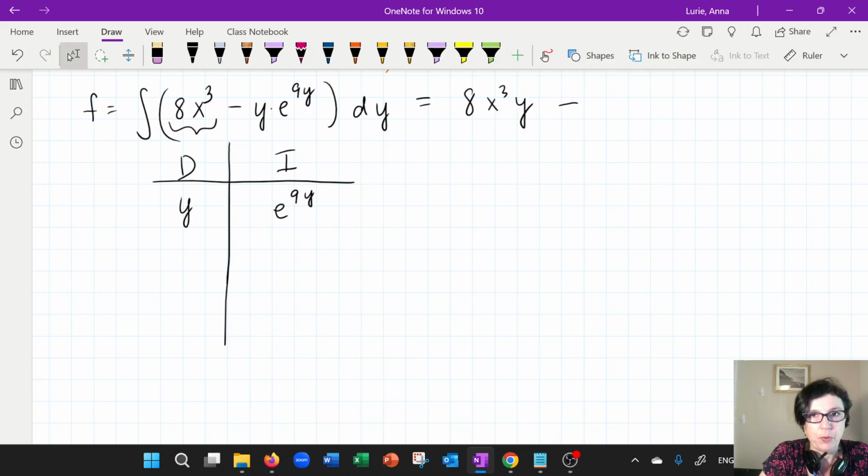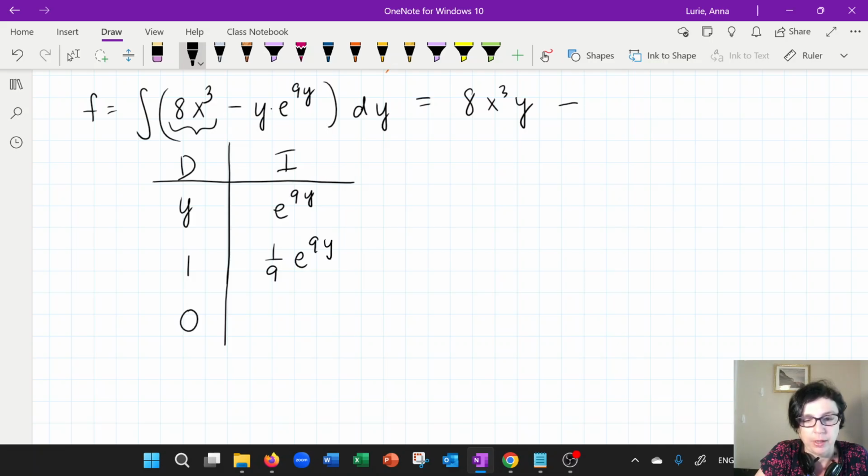Now, here's what we do. We're going to differentiate the D column, and at the same time, we're going to integrate the I column. So if I differentiate the D column, that becomes 1. And then I differentiate it one more time, and then I get 0. Once you get 0, if you started with a polynomial, eventually that's going to happen. If that happens, then you stop. Now, at the same time, we need to integrate the e. So it's going to be e to the 9y, which is going to be 1 over 9 e to the 9y. Okay, the integral of e to the ax is 1 over a e to the ax.